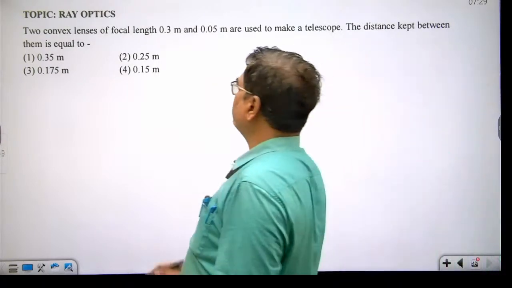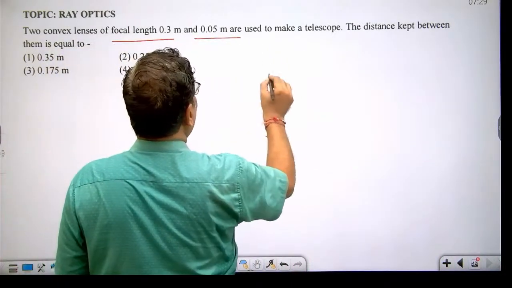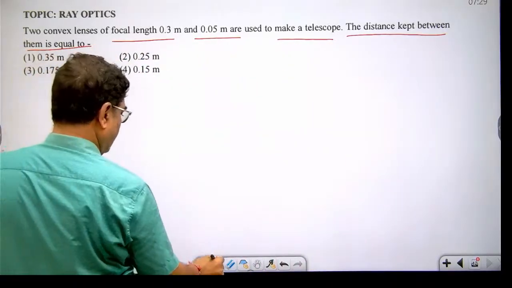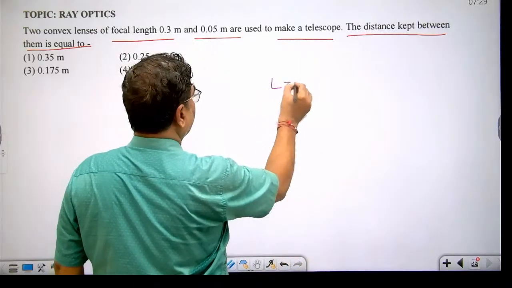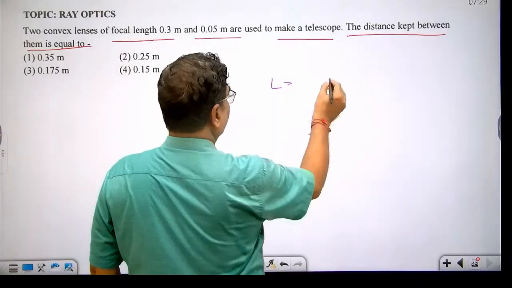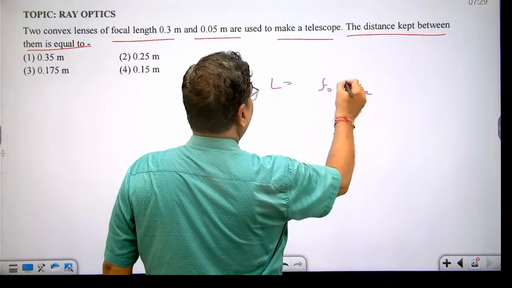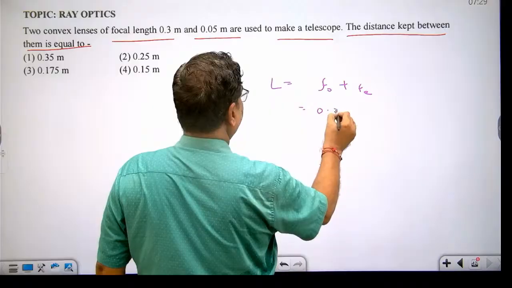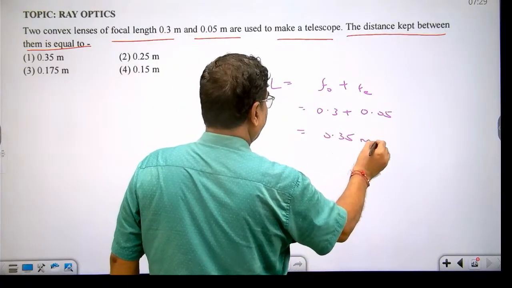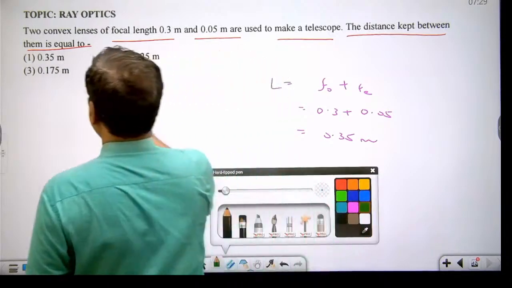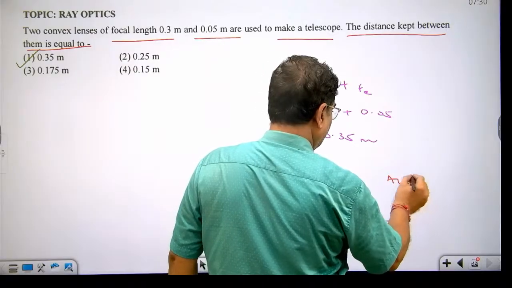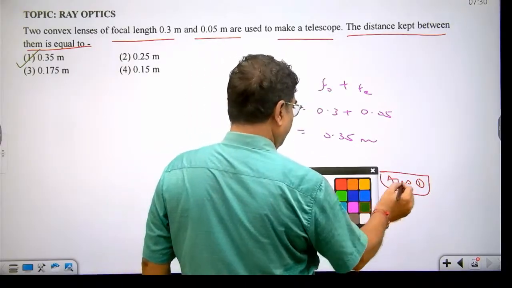Two convex lenses of focal length 0.3 meter and 0.05 meter are used to make a telescope. The distance kept between them is equal to. In the case of an astronomical telescope, the tube length is equal to fo plus fe. So this is 0.3 plus 0.05. This is 0.35 meter. So out of 4 choices, the correct answer is option 1. Option 1 is the correct answer.